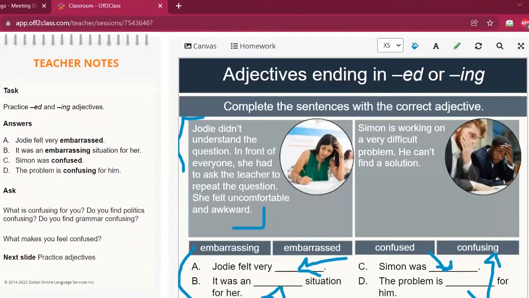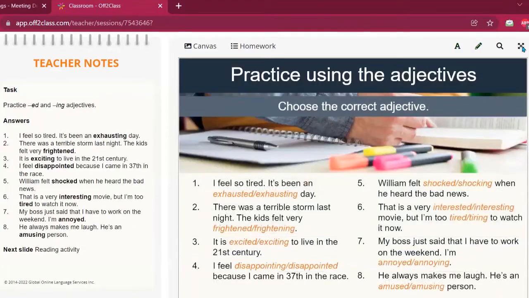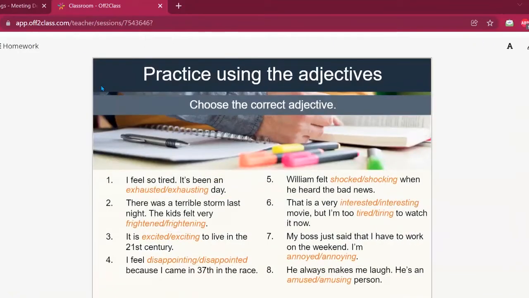Very nice. We go now and practice more. These need practice so they stick, so we don't make mistakes. Go ahead. Choose the correct adjective. One sentence for Iman, one sentence for Fatma. We start with Fatma. One. I feel so tired. It's been an exhausting day. So it's been an exhausting day. Nice. Iman.